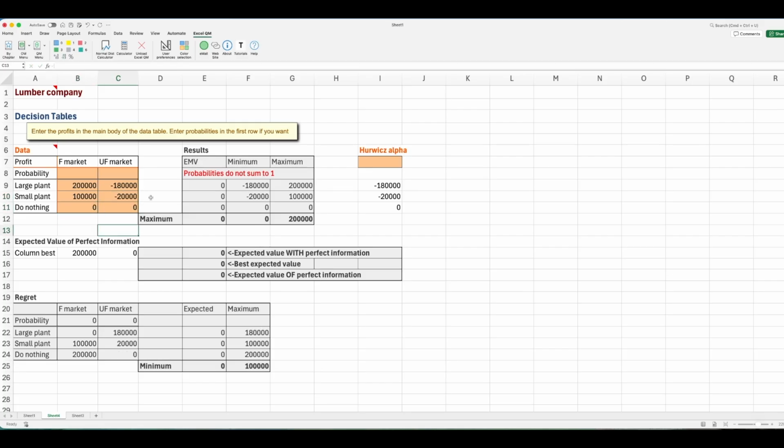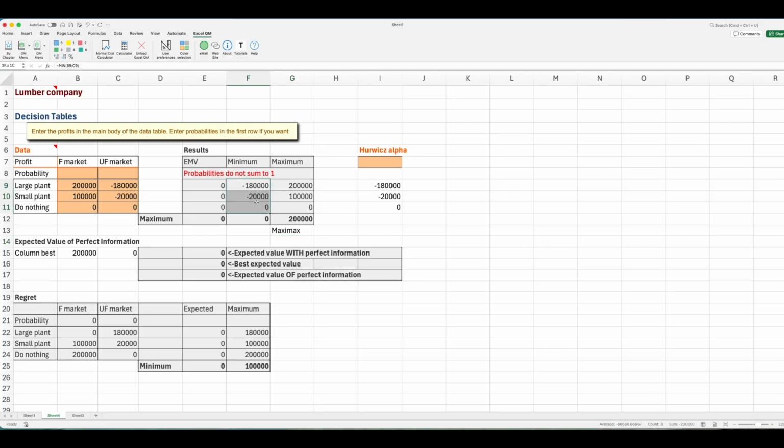Okay, so the first method is maximax, maximizing the maximum profit. So look at this column. This is the maximum of each of the payoffs. So this is the maximum of these 2 numbers. Next one is the maximum of these 2 numbers. Next one is the maximum of these 2 numbers. And this number is the maximum of these maximums. So basically this is the maximax criterion. Here I call it maximax criterion.